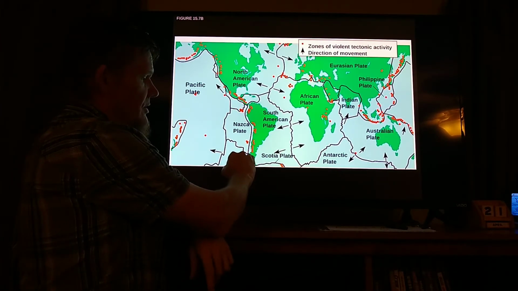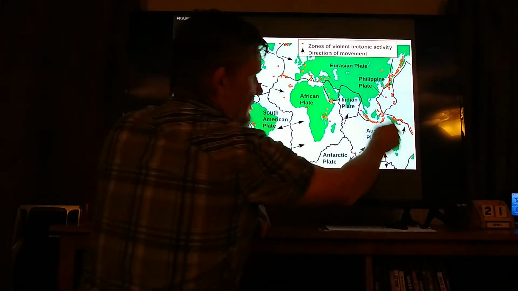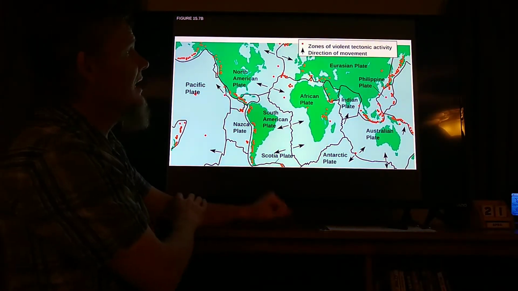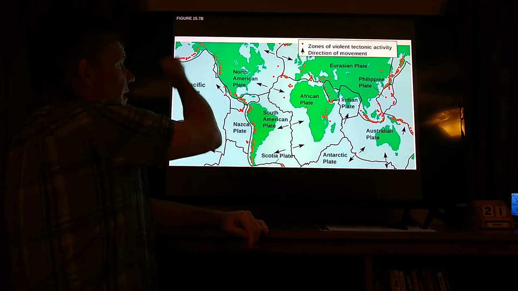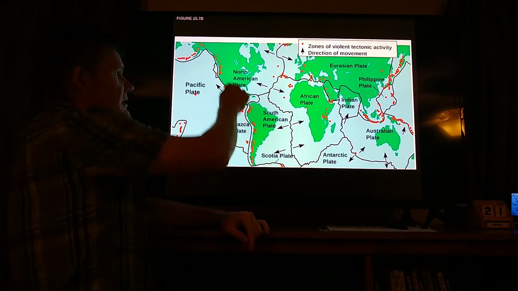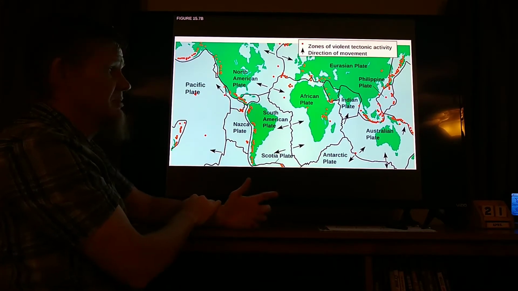This is something that I want to show you. See all these red dots? Notice how all of these red dots are located right along these lines? Those red dots are volcanoes. This is called the Ring of Fire. You ever heard of the Ring of Fire? The Ring of Fire is the ring of volcanoes that surrounds the Pacific plate. The Pacific plate is the biggest plate. It is gigantic.